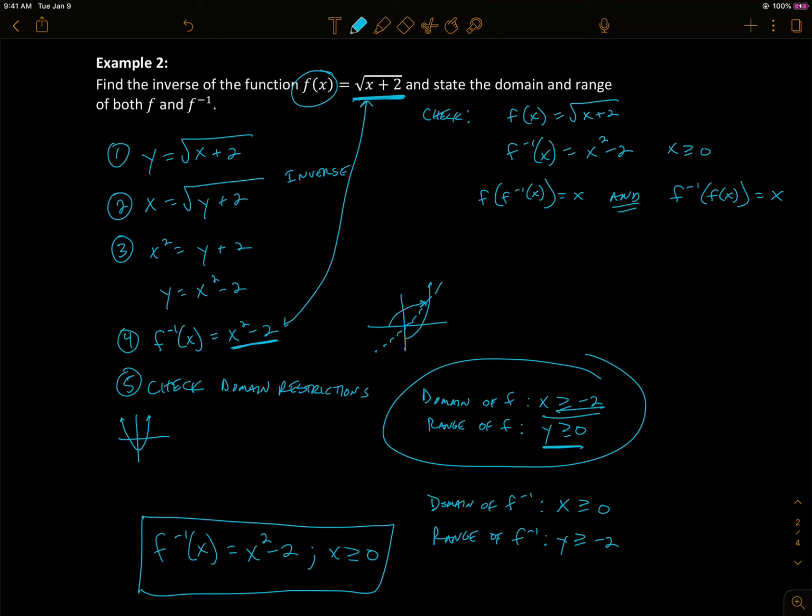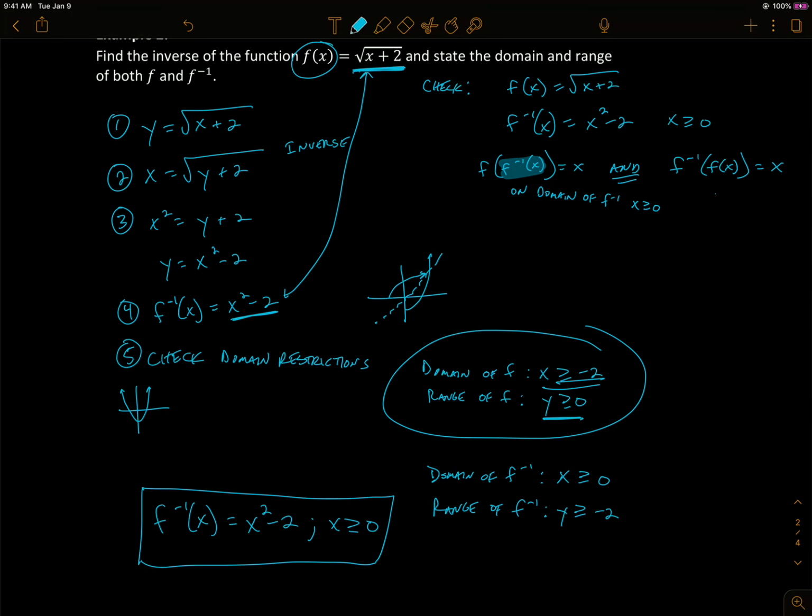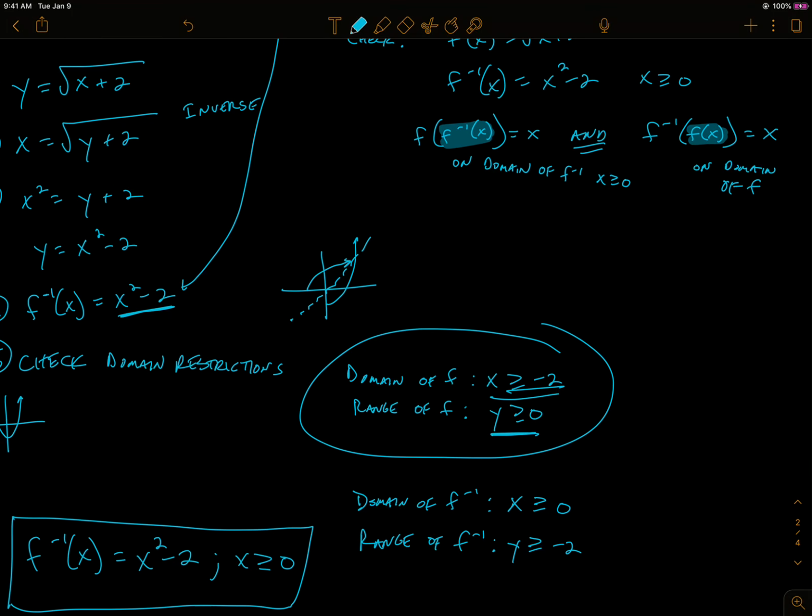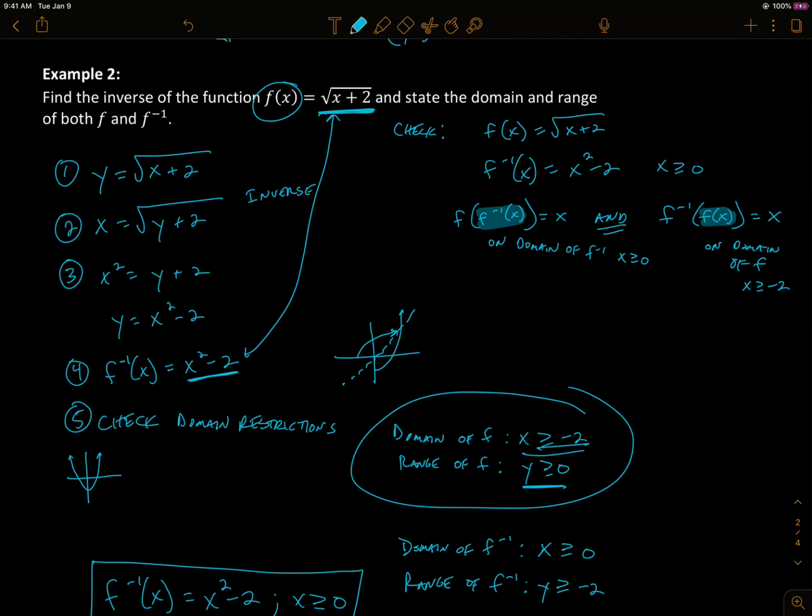So in other words, for this part, the inner function here is f inverse. So we just have to show that these undo each other on the domain of f inverse, which in this case we said was x bigger than or equal to 0. And on the second one, we have to show that it works for the domain of f, because that's our inner function. It's only going to be as restrictive as the domain of the inner function, which happens to be, what was the domain of f? x is larger than or equal to -2.